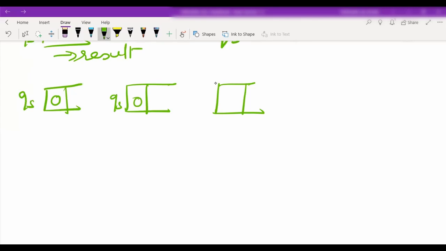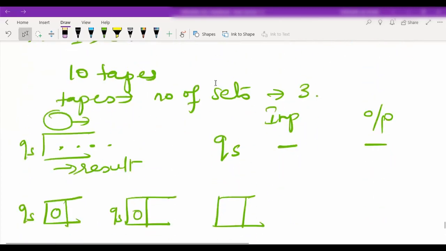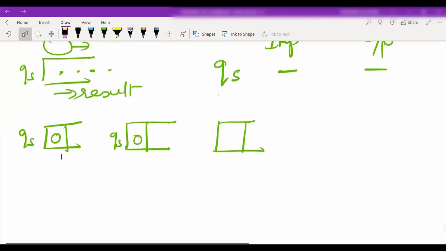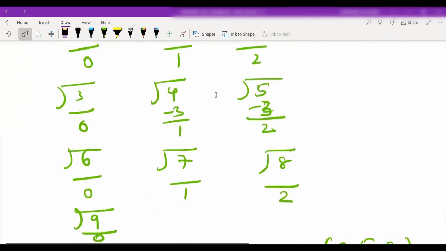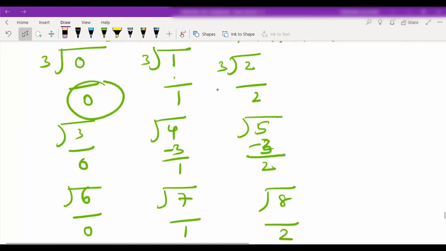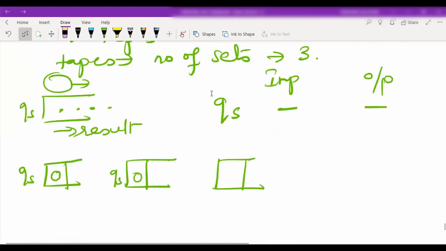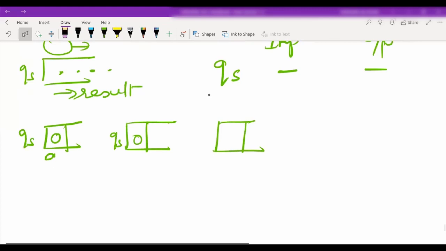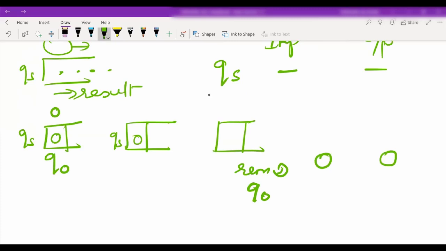So what is this Q0 state? This is the first element of your remainder 0 set. So what is the remainder for number 0? Number 0 is divisible, leaving the remainder 0. So we will mark it with the state name Q0 with the remainder 0. Which input is represented here? Number 0. What is the output? That is remainder 0. So that is the first thing.